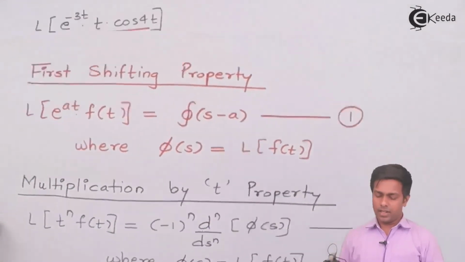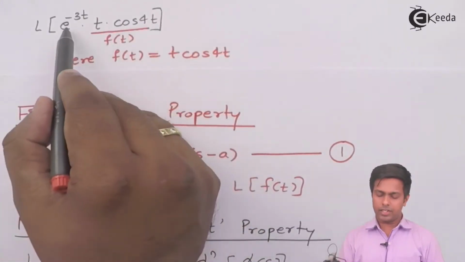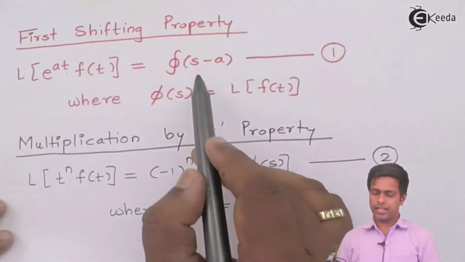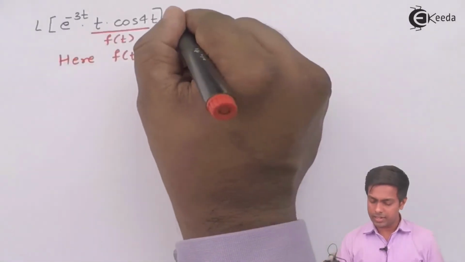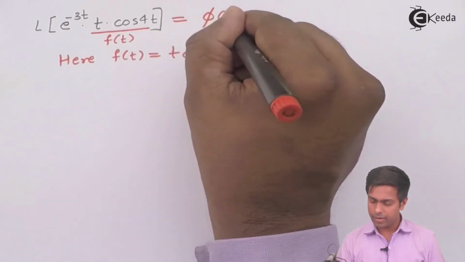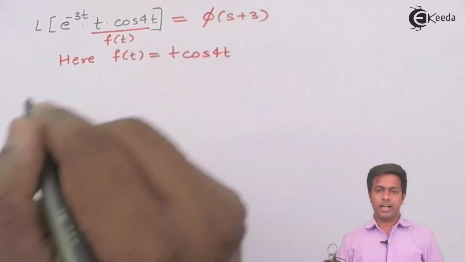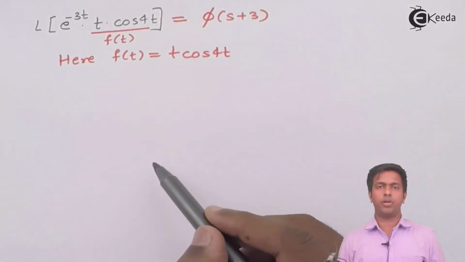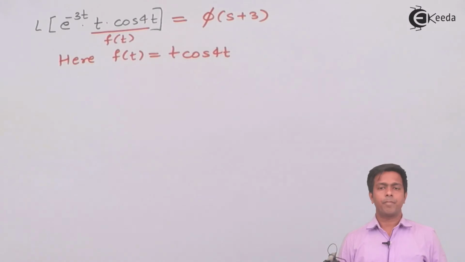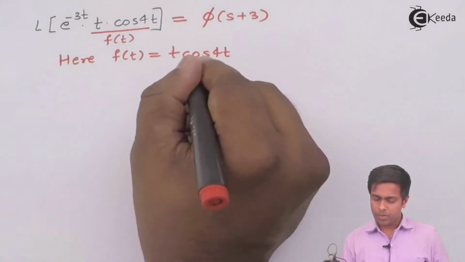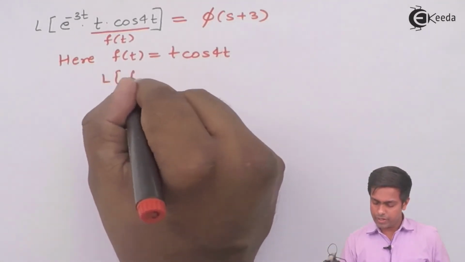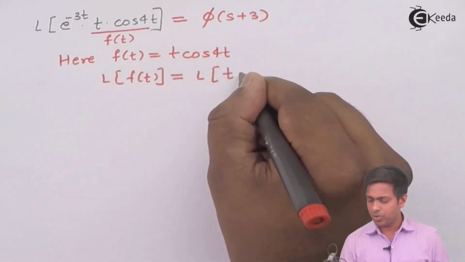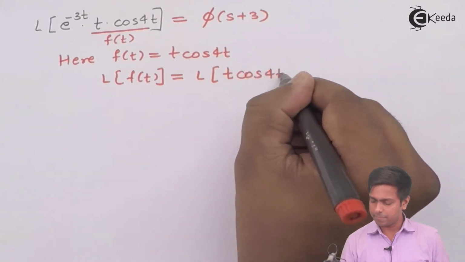Now in our case, if this is f of t and this is e raised to at, then the value of a is negative 3. So that will become s plus 3. So here I'll call this phi of s plus 3. And now I will find out the value of phi of s, and in that I'll put s as s plus 3. So this will become Laplace of f of t equal to Laplace of t into cos of 4t.